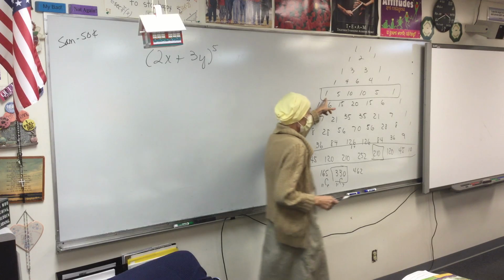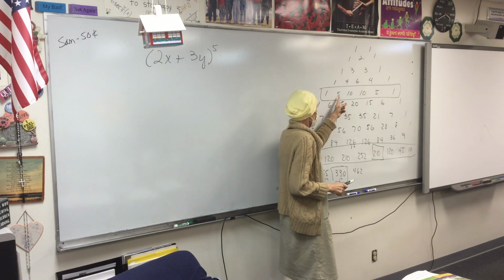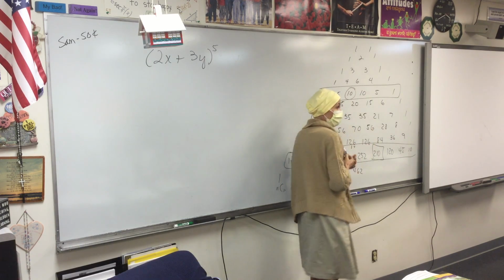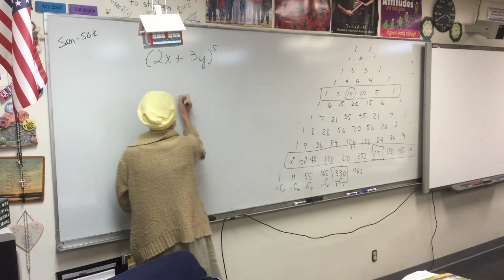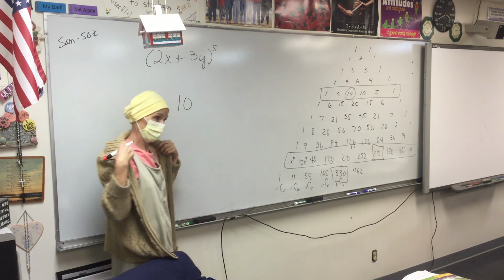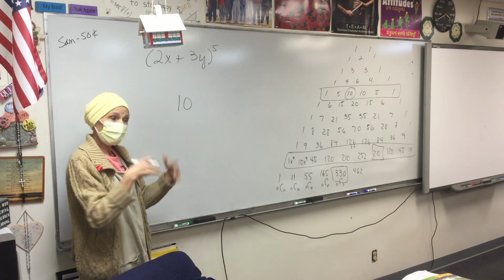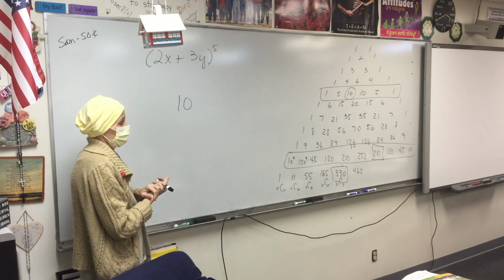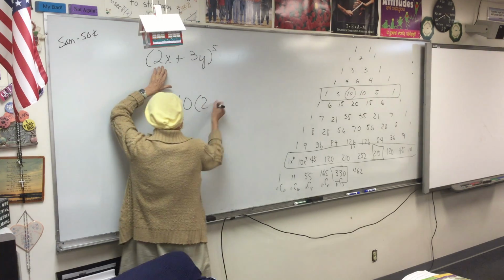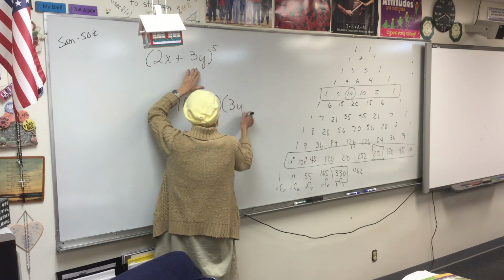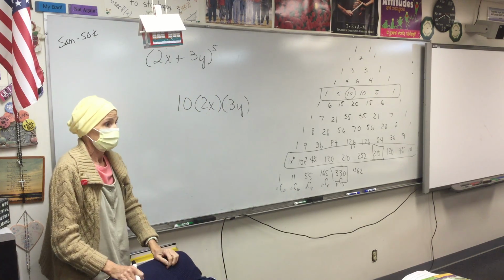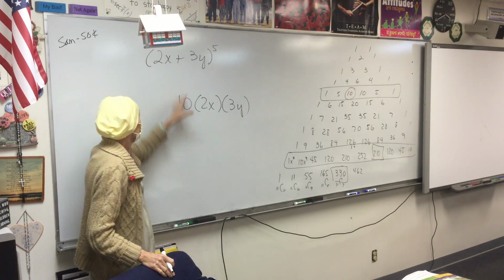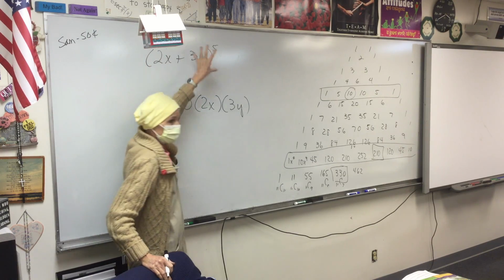So this would be the coefficient on the first term. This would be the coefficient on the second term. So this is the number I want, right? That's the coefficient on the third term. Now what else does the third term have besides a 10? X. It has a 2x and a 3y. Remember, every term has a coefficient, this and this.